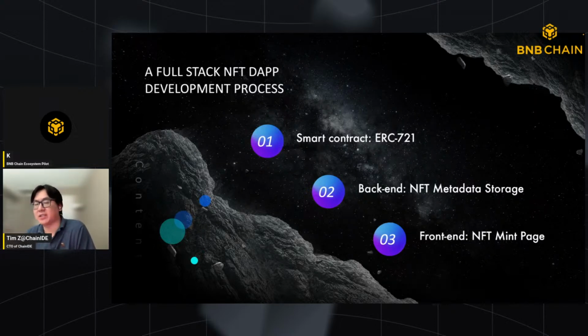Usually for an NFT dApp, we think about three different components. The first one is the smart contract, which is usually an NFT on EVM compatible blockchains that follows the ERC 721 standard. The second one is the backend. I think this is controversial, as a lot of people want to use immutable or decentralized storage, such as IPFS, to store these images.